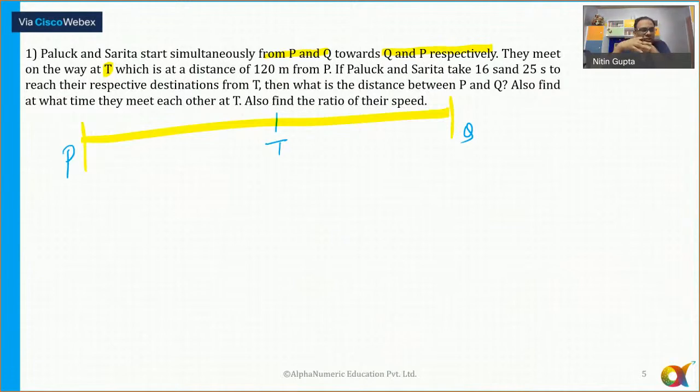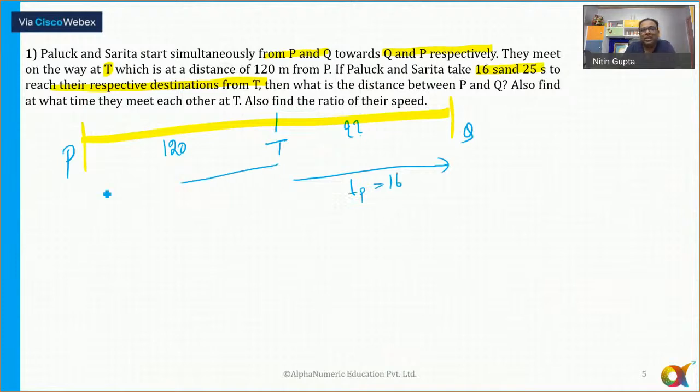You usually get 2 to 3 questions, so I thought that let's start with this in arithmetic. They meet on the way at T, which is at a distance of 120 meters from P. Okay, that distance is 120. And this distance is how much? Not given. But it is given that Palak and Sarita take 16 seconds and 25 seconds to reach their destination from T. So Palak, from here to here, the time taken is 16 seconds.